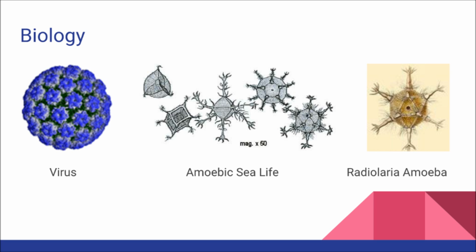Some very small life forms of biology also resemble Platonic solids. Viruses can be shaped like an icosahedron. Various types of amoebic sea life, such as the radiolarian family, are shaped like all 5 of the solids. From ancient times to today, the Platonic solids continue to be very evident in geometry, art, nature, and life. They are a source of beauty and philosophical thought for us.